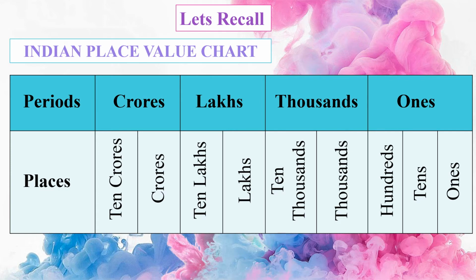So, the Indian place value chart consists of periods ones, thousands, lakhs and crores. The places under the Indian place value chart are ones, tens, hundreds, thousands, 10,000, lakh, 10 lakh, crore and 10 crore.